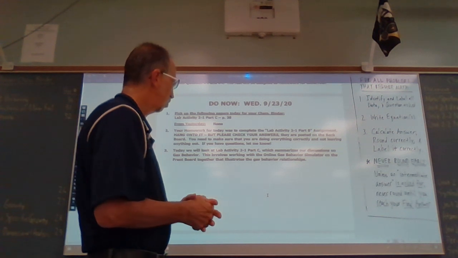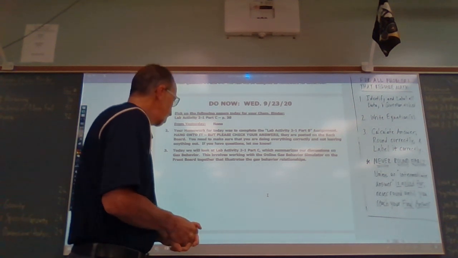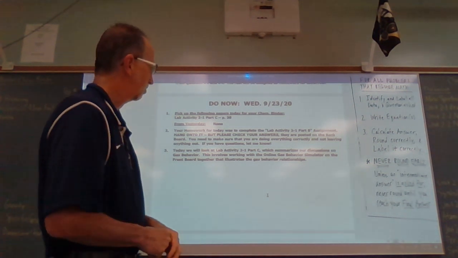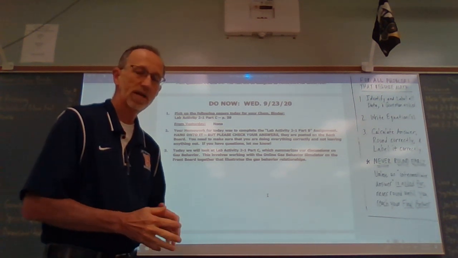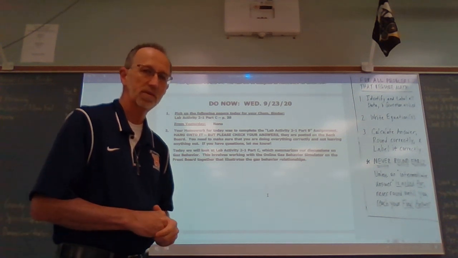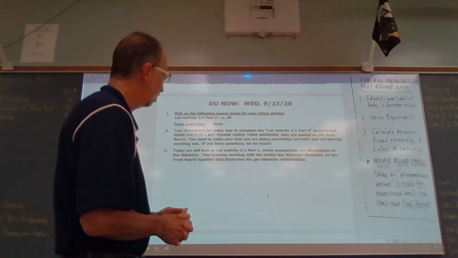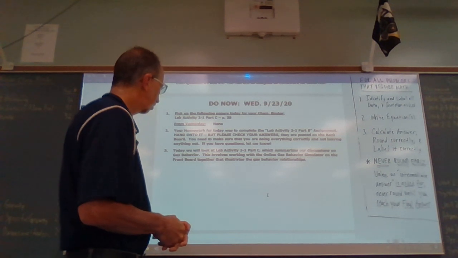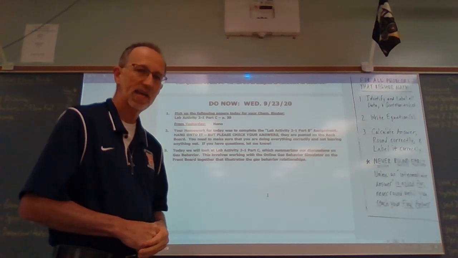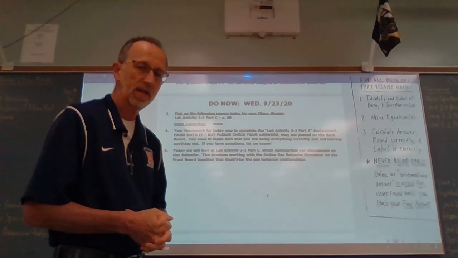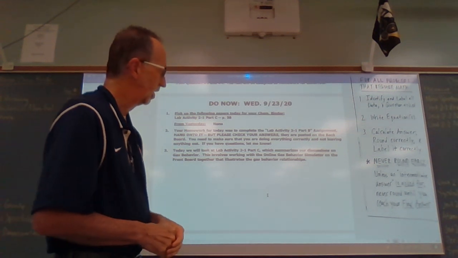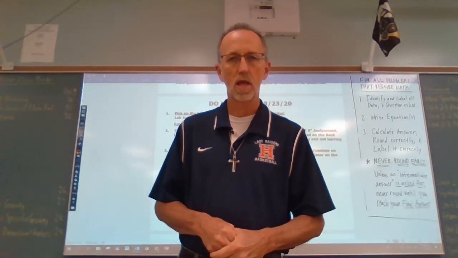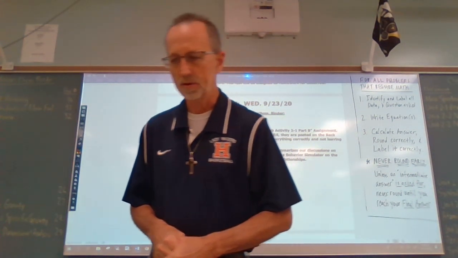Today we're going to look at 2-1 Part C, which summarizes our discussions on gas behavior. This involves working with an online gas behavior simulator on the front board here, so I'll be running back and forth between the board and my desktop computer. We're going to illustrate the gas behavior relationships, which I think will make you much clearer on why gases behave the way they do. So let me get over to the desktop and change the board.